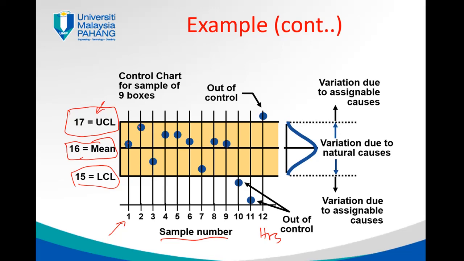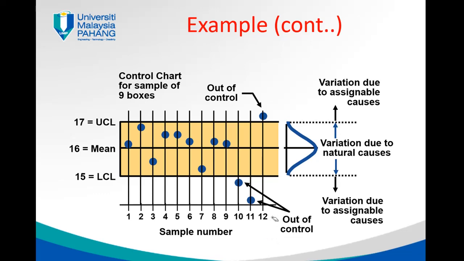Then we plot 16.8. Then we do the same for the rest of the data. Variation due to assignable cause. So basically from this chart we find out that there are 3 points out of the limit. Indirectly, we can conclude that the process is out of control.